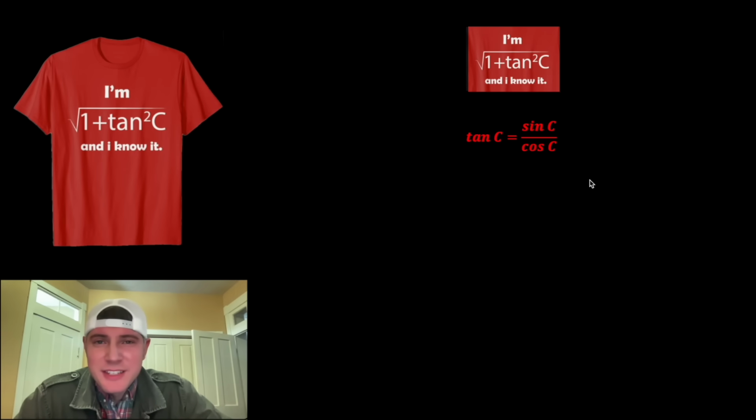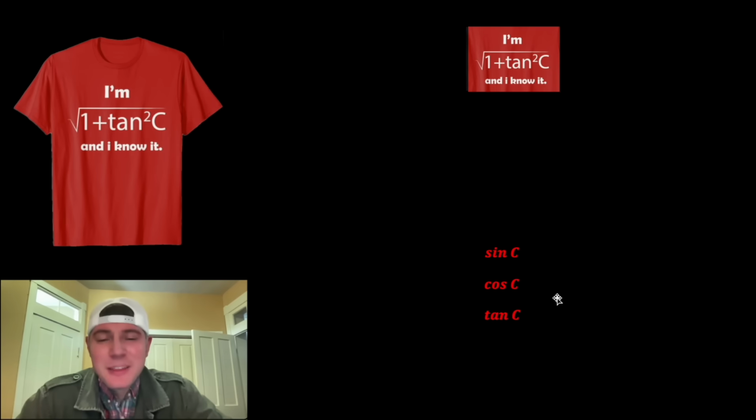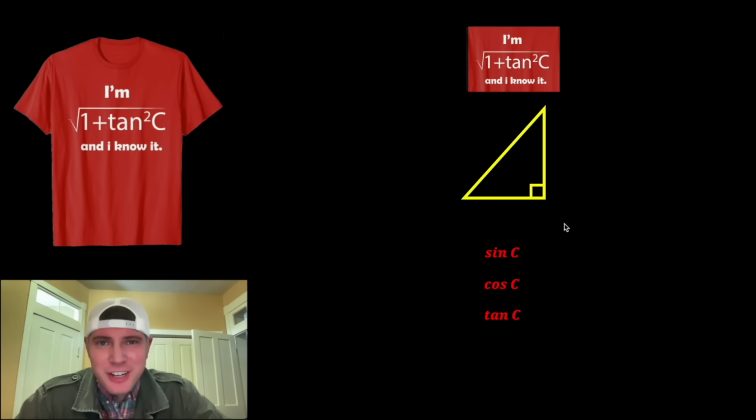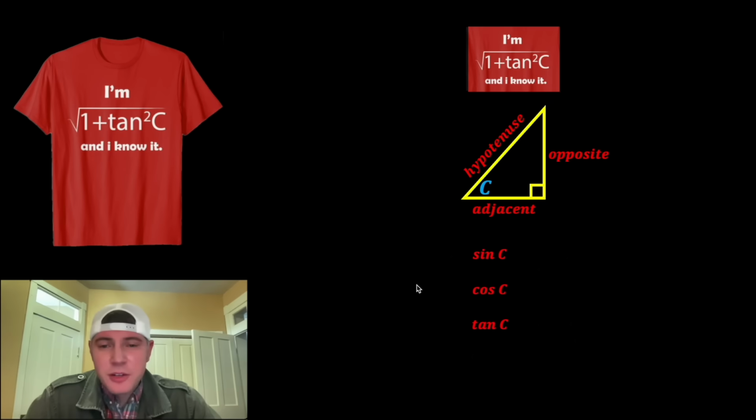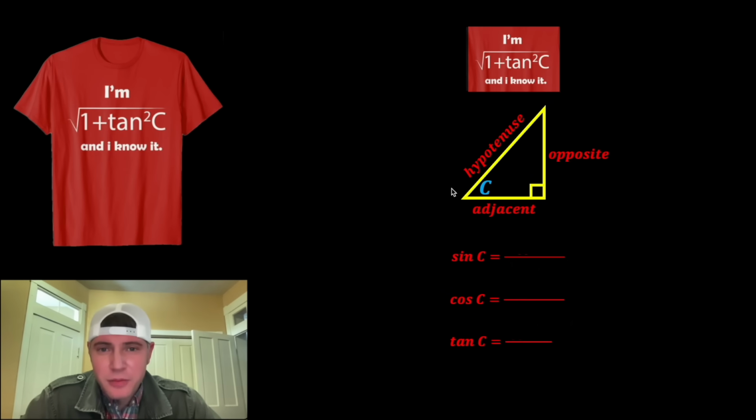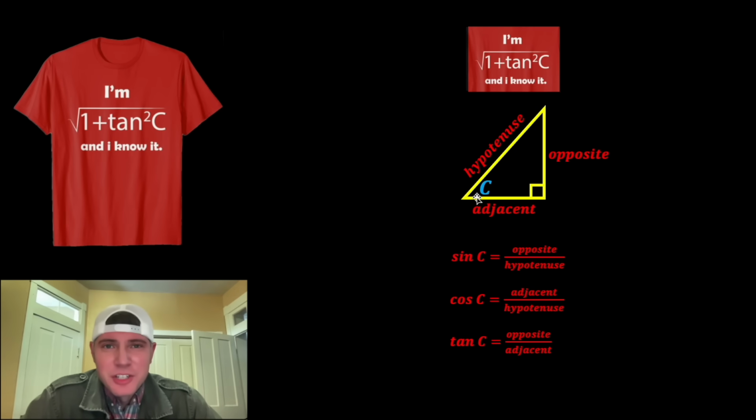But what is sine c? What is cosine c? I think the best way to introduce these is with the right triangle. Let's call this angle c. And let's label the side opposite of c opposite, the side adjacent to c adjacent, and then the last side, opposite the 90-degree angle, is the hypotenuse. Sine, cosine, and tangent are all ratios of relationships in this triangle. The sine of this angle c is the opposite over hypotenuse, the cosine of c is the adjacent over hypotenuse, and the tangent of c is the opposite over adjacent.